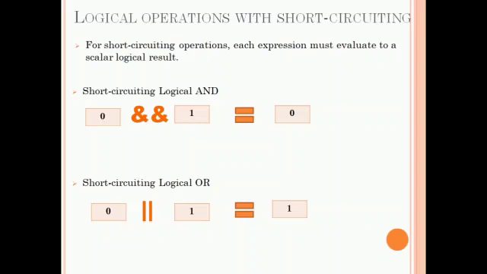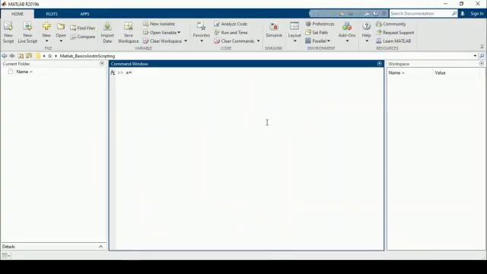For example, in an AND operation, if the first condition is false then all other conditions will be ignored with result as 0. In case of an OR operation, if the first condition is true, all other conditions will be ignored with result as 1. Let's see in MATLAB.